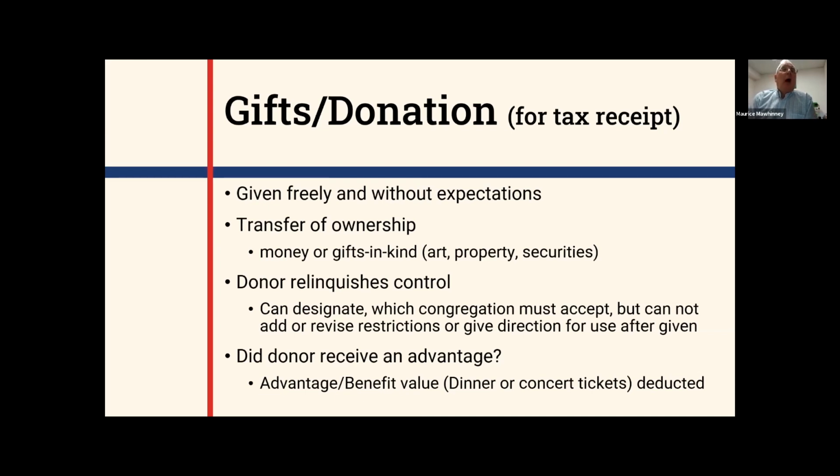Sometimes people may give, say, $200, and there's an advantage or value benefit that they receive. In other words, they give $200, but they're attending a dinner, and so the amount of the dinner may be deducted from the tax receipt that you're going to receive. So we'll cover a lot of this in the next couple of sessions. Next slide.